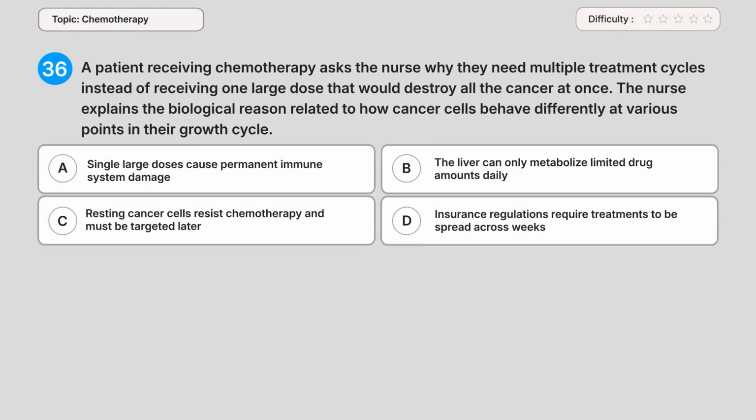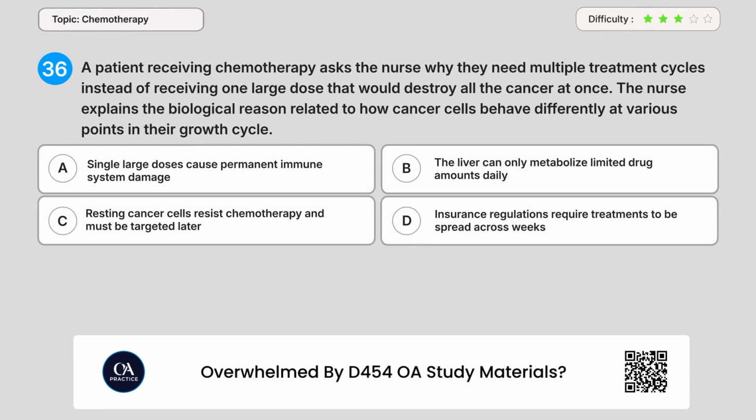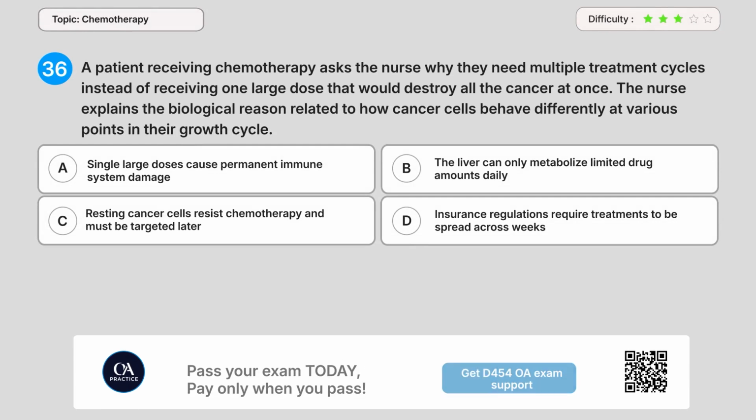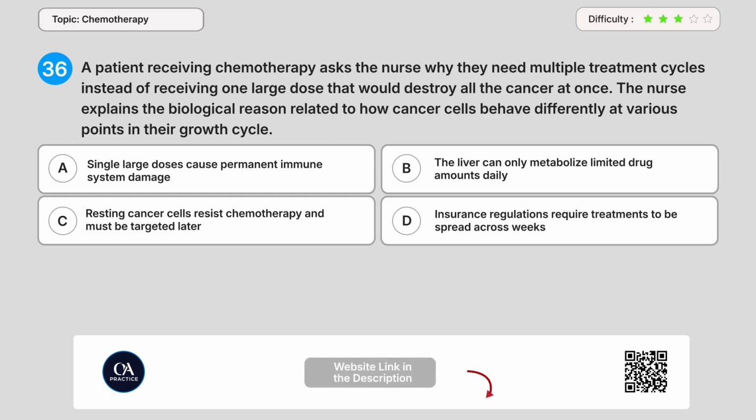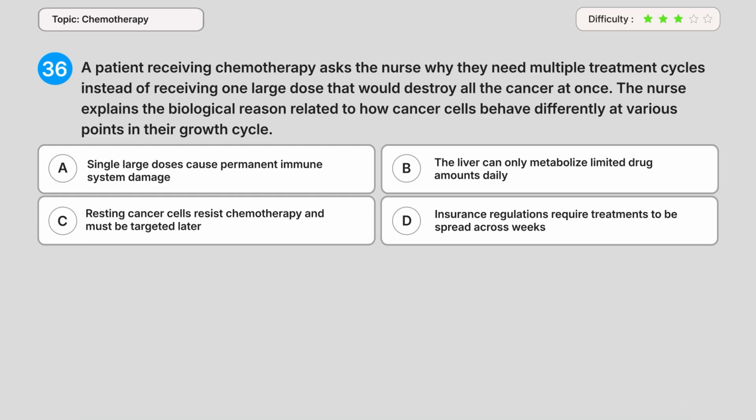36. A patient receiving chemotherapy asks the nurse why they need multiple treatment cycles instead of receiving one large dose that would destroy all the cancer at once. The nurse explains the biological reason related to how cancer cells behave differently at various points in their growth cycle.